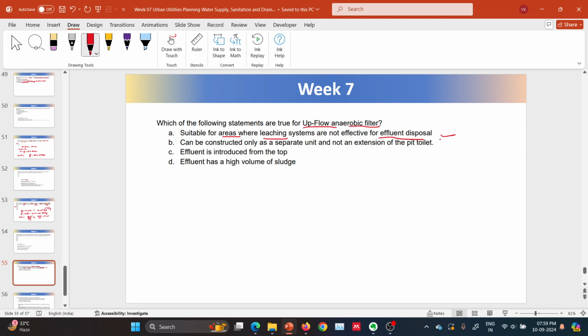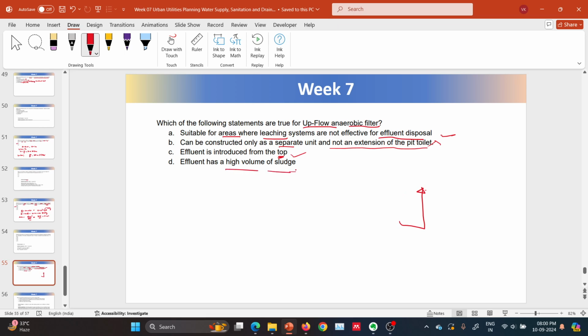Upflow anaerobic filter can be constructed only as a separate unit and not as an extension of the pit toilet. No, we can use the anaerobic filter as an extension also. So this is wrong. Effluent is introduced from the top. No, actually, effluent is introduced from the bottom, so that's why it is called upflow.